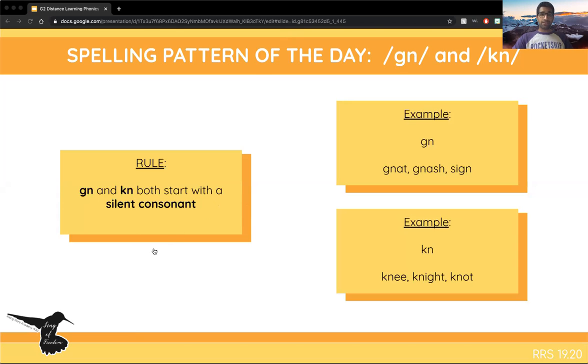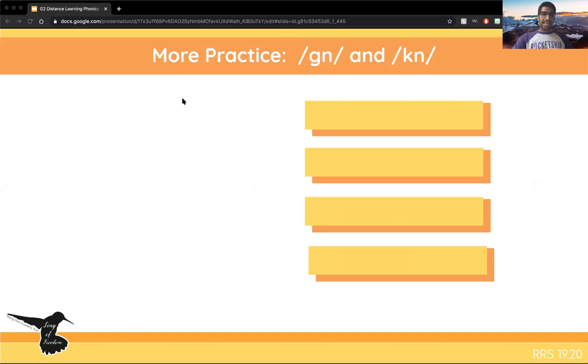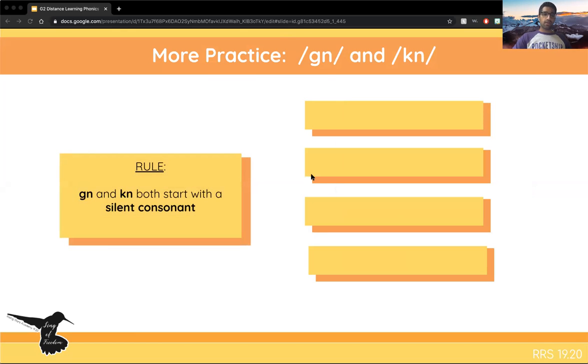I think the best way to really understand this concept is by actually practicing it. I have 4 words for you. And remember, we are practicing with 2 different spelling patterns. We have the GN and we have the KN. So 2 of your words will start with GN and make that N sound. And 2 of your words will start with KN and have that N sound. So here are your 4 words.